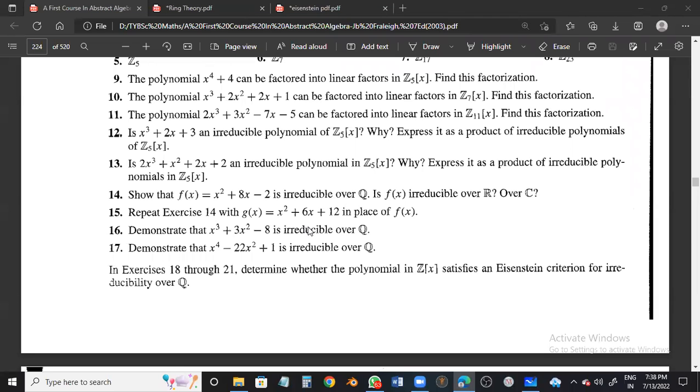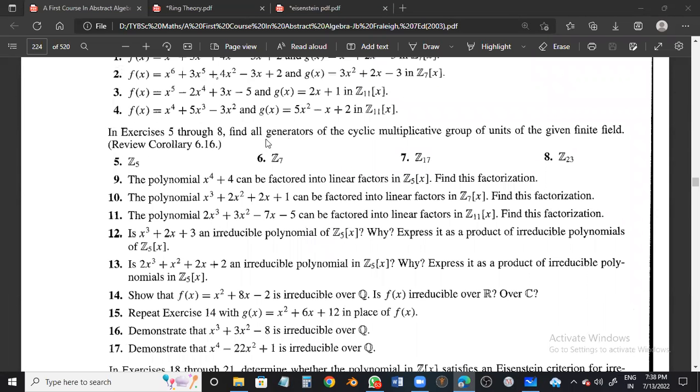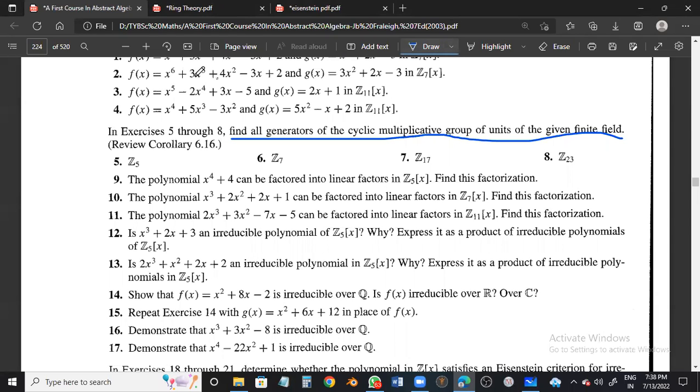Now, I would like to proceed with this particular question. I hope you can read it. Find all generators of the cyclic multiplicative group of units of the given finite field. I repeat, find all generators of the cyclic multiplicative group of units of the given finite field. What field is given to me? Z5 is given to me. So I would like to continue with this particular Z5.